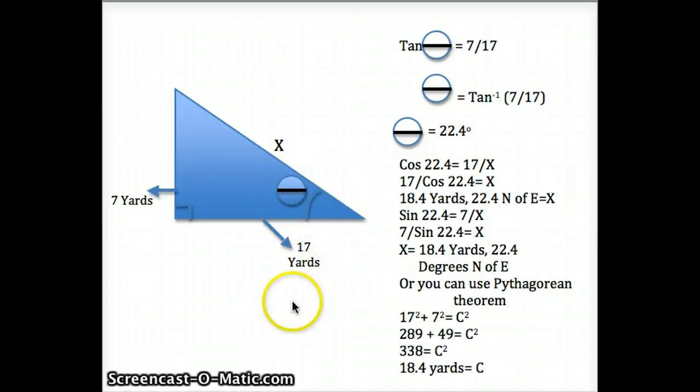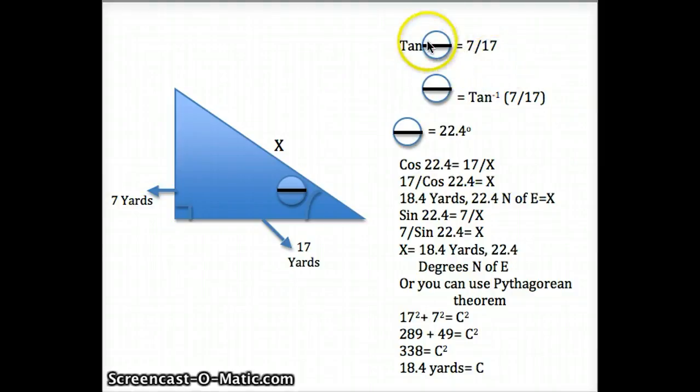Now we have to find out which trig function we're going to use, either sine, cosine, or tangent. Since we have the adjacent over here and the opposite over here, and we don't know the hypotenuse, we would use tangent because tangent equals opposite over adjacent. So over here we have our formula. Tangent of theta would equal 7, which is the opposite, over the adjacent, which is 17.